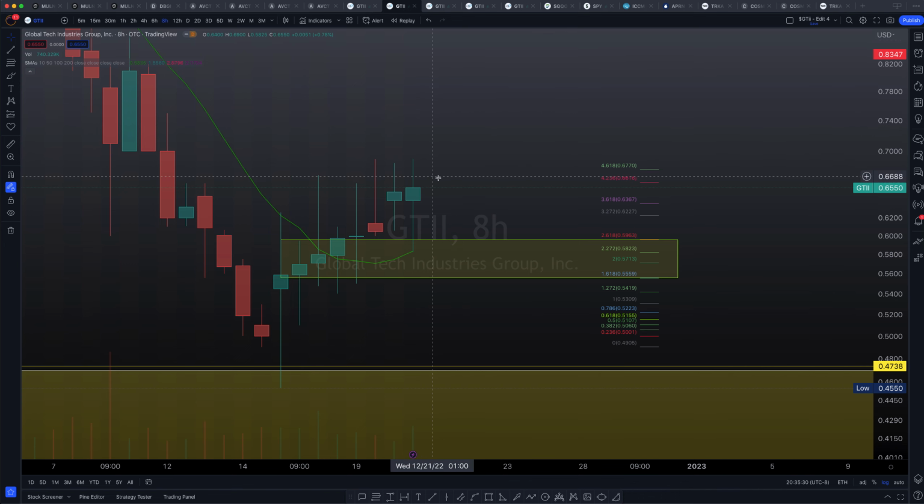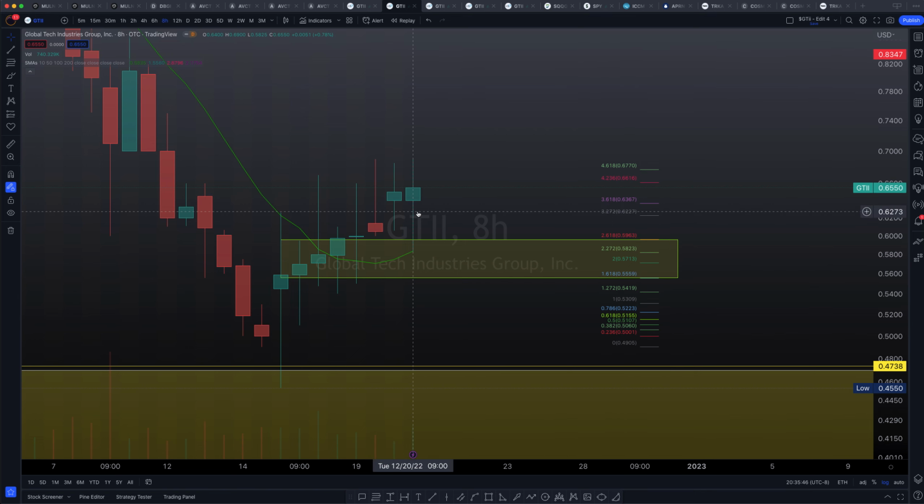All right, so now it did face a rejection from that 4 spot 618, the last candle I'm talking about, and it has since closed just above. Pardon me, lots of water drinking here.